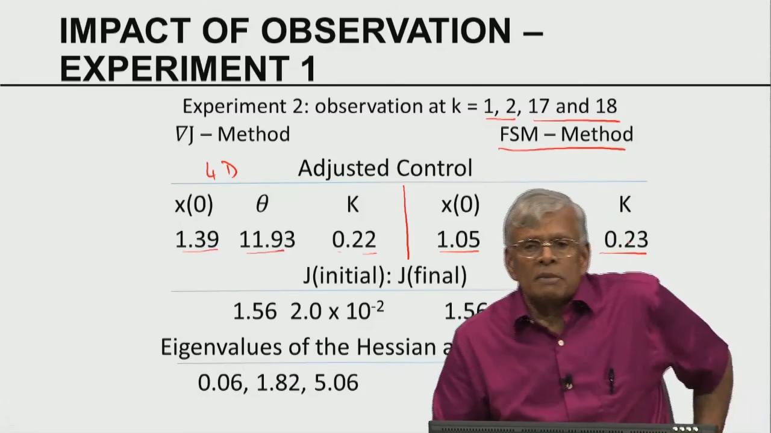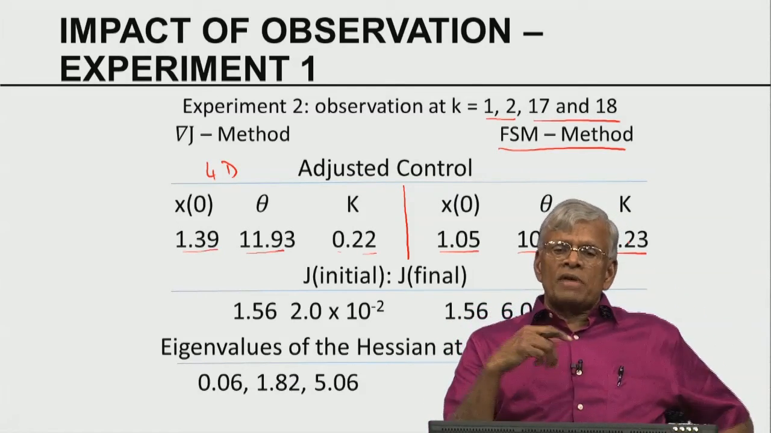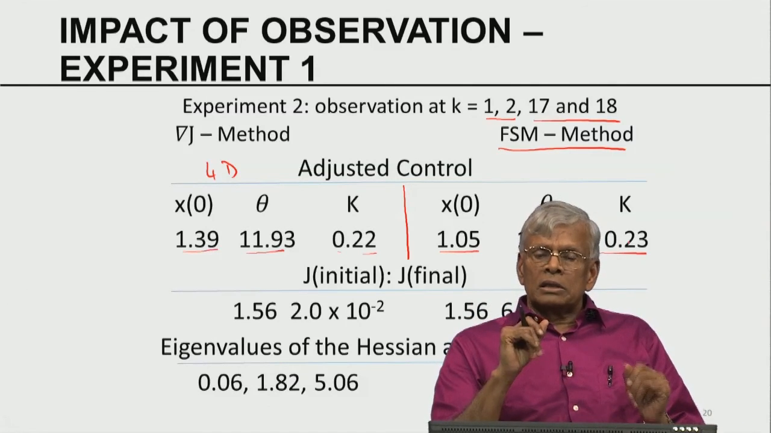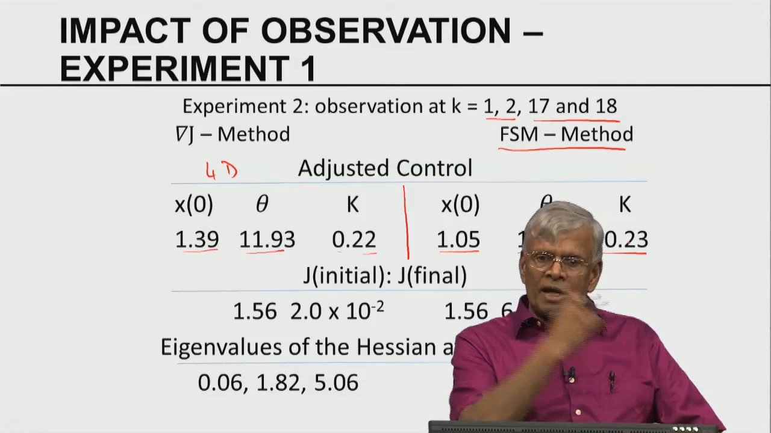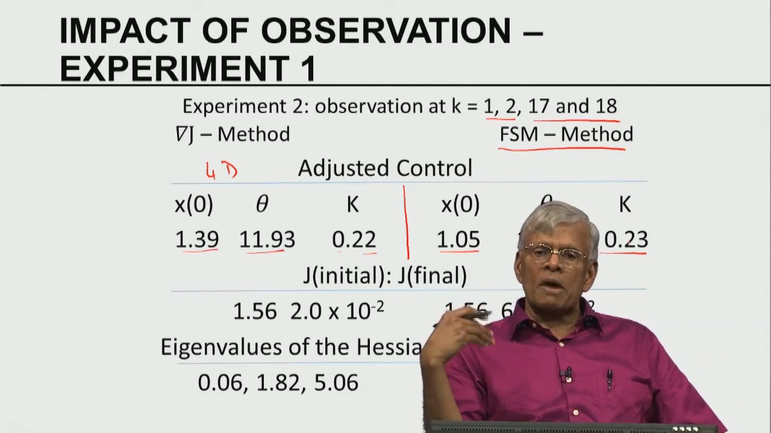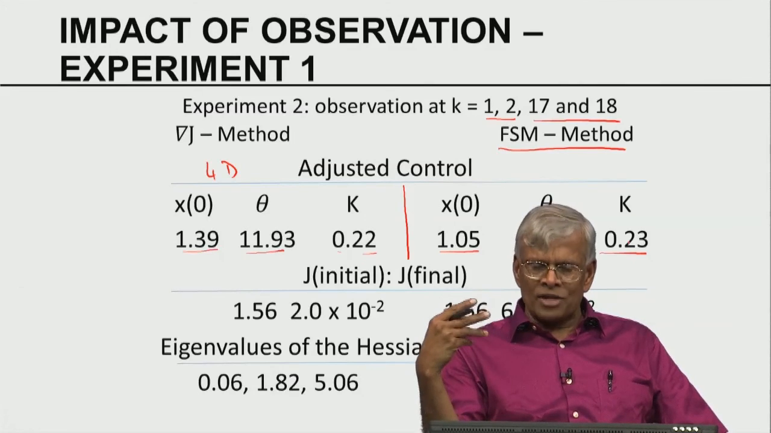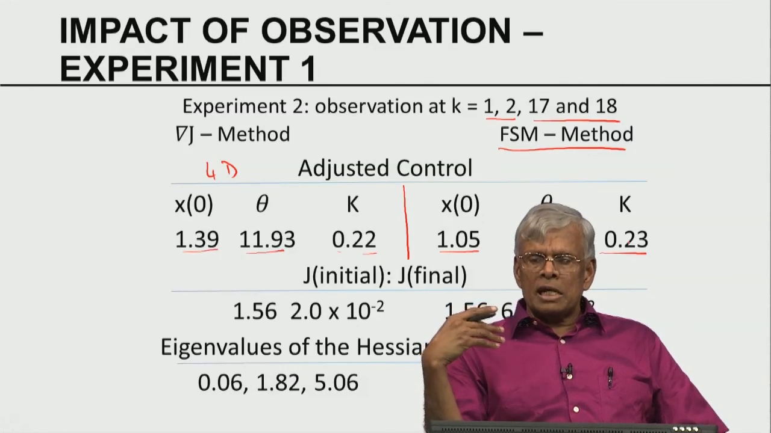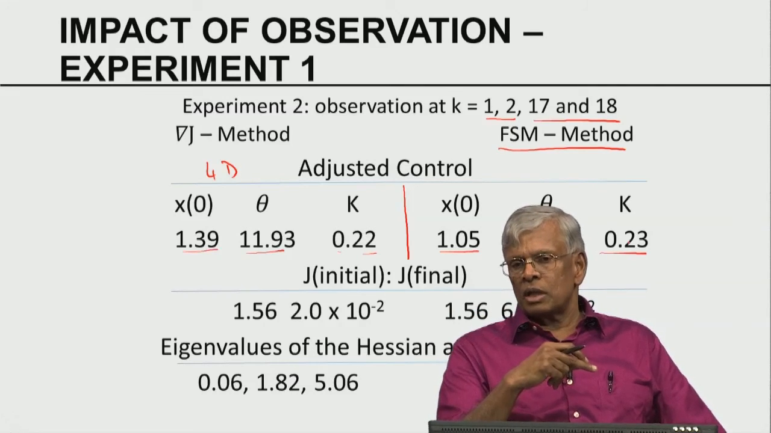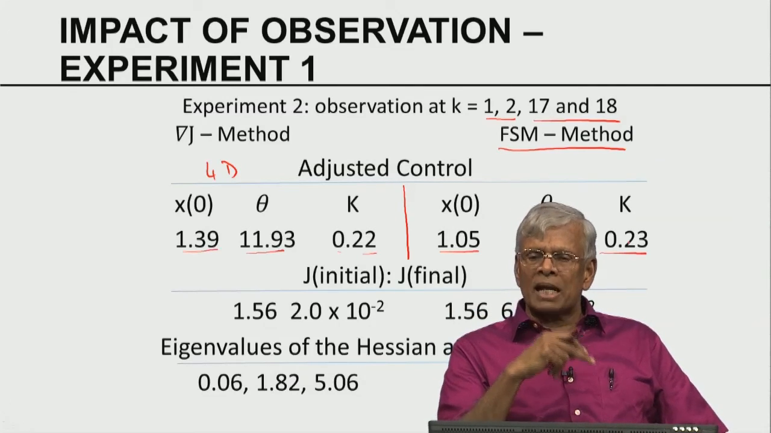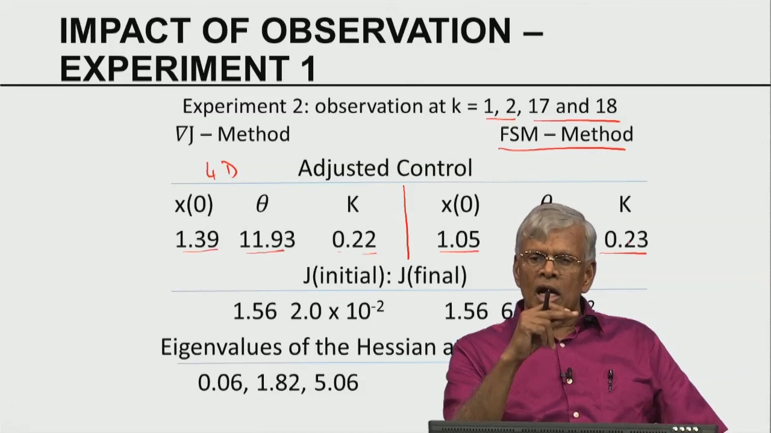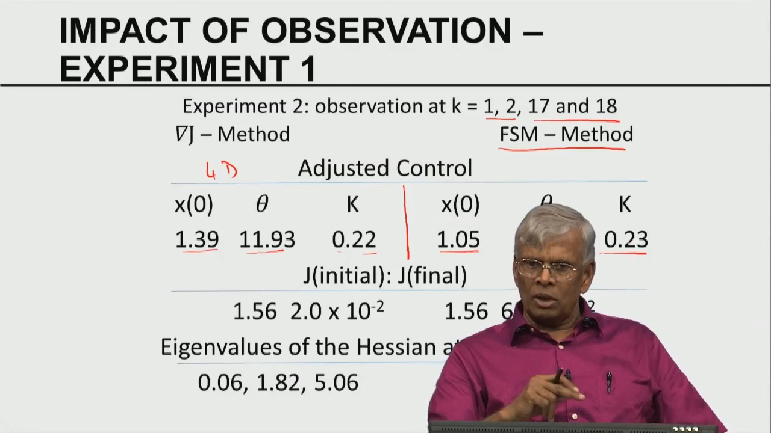So far in data simulation, we have assumed we are given a bunch of data. We never worried about the impact of data and the quality of data simulation. That's what motivated us to think about a method by which we can characterize the impact of the distribution of observation on the adjoint sensitivity computation. Why adjoint sensitivity computation? Because adjoint sensitivity gives the gradient of the cost function with respect to the control.